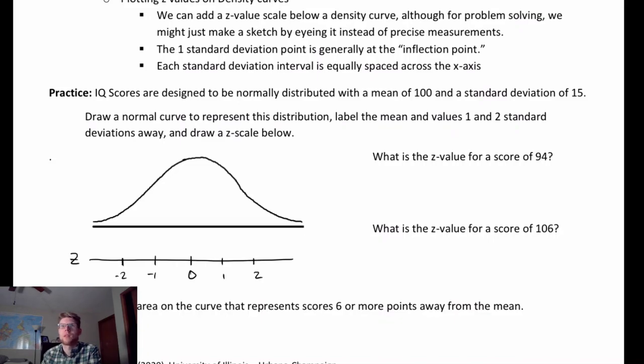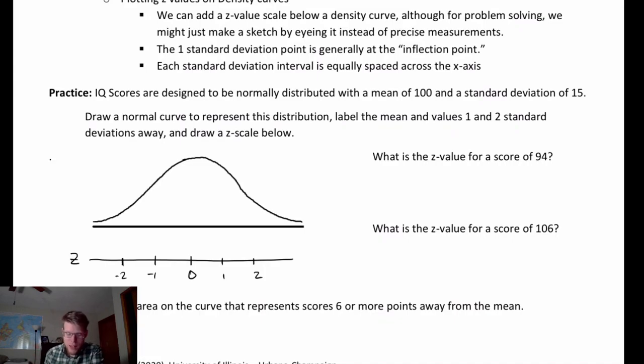Okay. So here we have another practice question where IQ scores are designed to be normally distributed with a mean of 100 and standard deviation of 15. That is true, by the way. At least I think it's true. Maybe off by a couple numbers, but I think that's right. And we're going to draw a normal curve to represent, well, it's already drawn, to represent this distribution. Label the mean and values 1 and 2 standard deviations away, and draw a z-scale. Check, we've already done that.